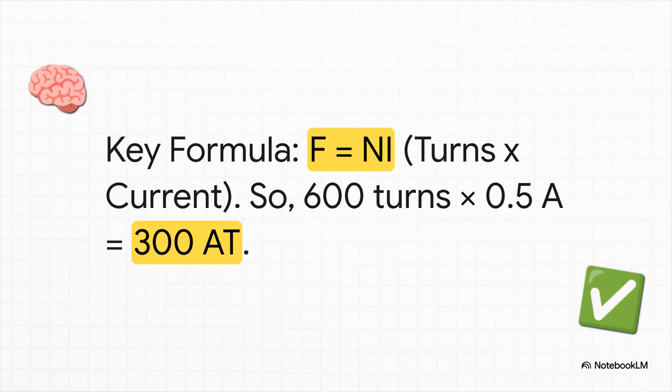The key here is knowing the formula. F equals N times I, turns times current. That's it. All that other stuff about the iron core, it's just noise designed to distract you. You just multiply 600 by 0.5 and there's your answer, 300 ampere turns. See? Spotting the right formula is half the battle.